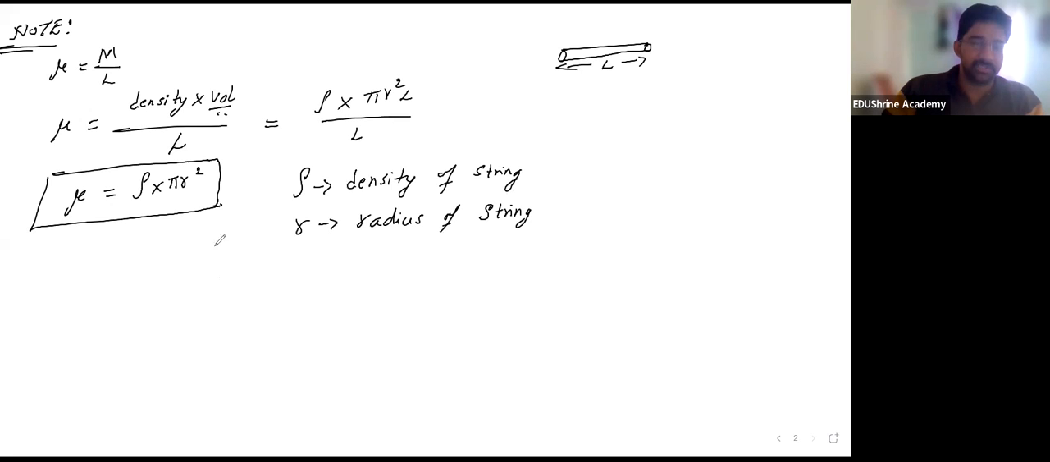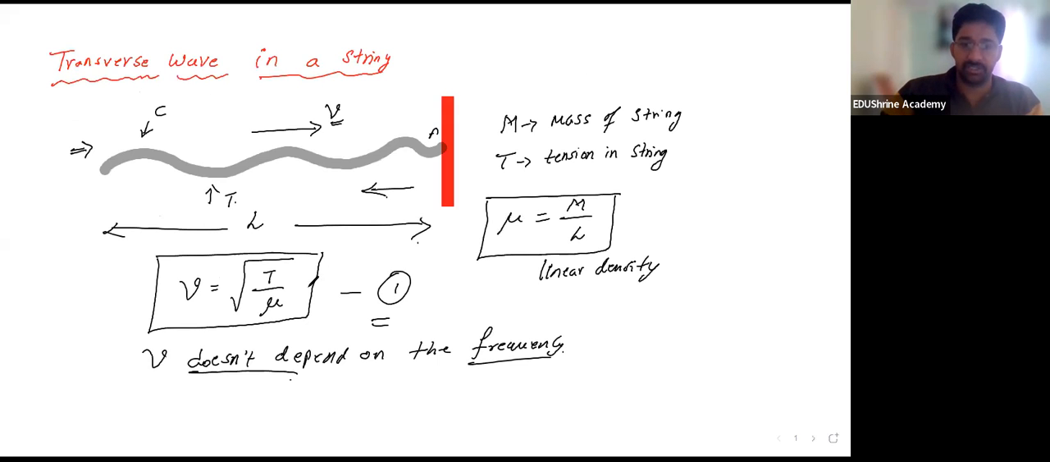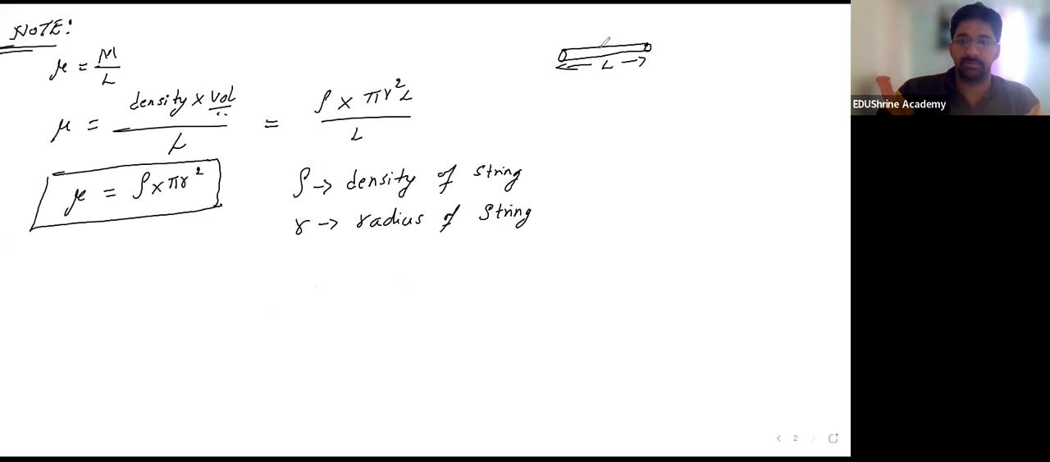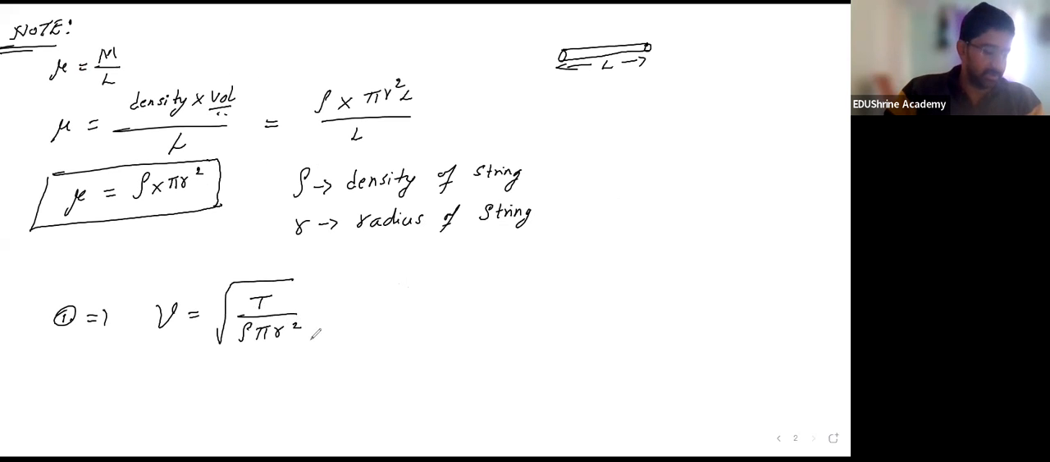So now, by substituting this value in equation 1, we have V is equal to root T by mu. Substitute here. Therefore, equation 1 becomes V is equal to under root T divided by rho pi r square. Here you can tell that V is inversely proportional to root of r square, that means V is inversely proportional to R.